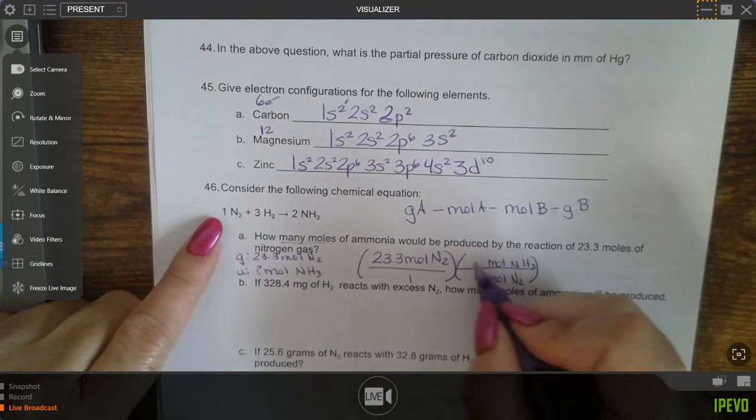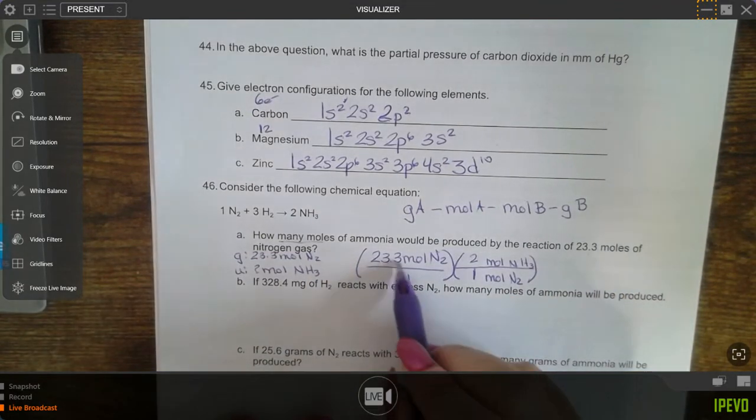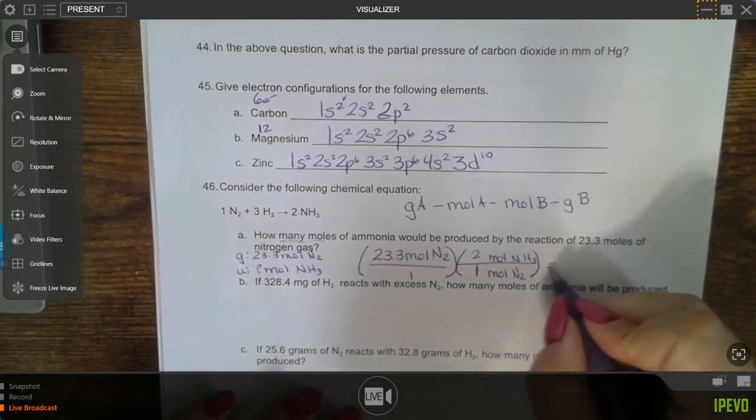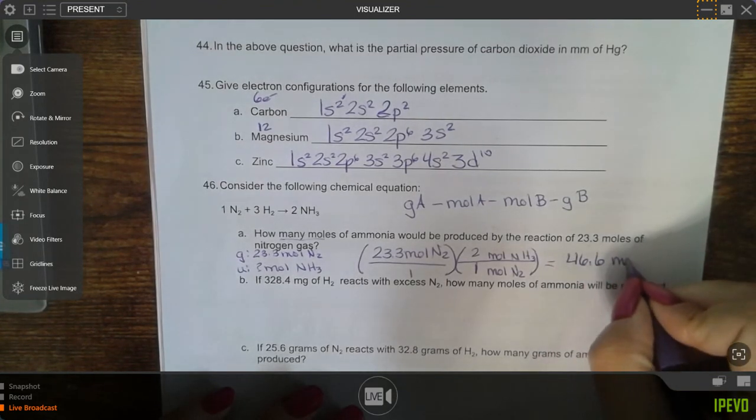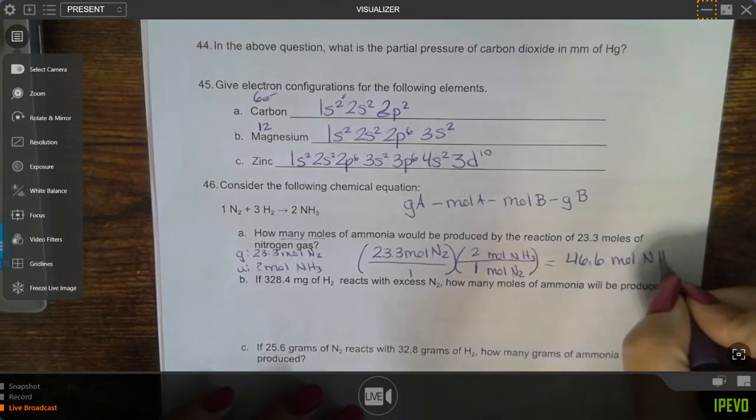And that's 2. So if we take 22.3 times 2, our answer is 46.6 moles of NH3.